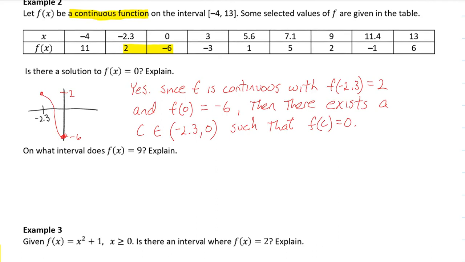It says, on what interval does f of x equal 9? Okay, well, I'm going to start back at the beginning here. Check it out. I go from the first value at -4 to -2.3. I'm going from 11 down to 2. Well, I must have hit 9 in there somewhere. I had to have. So this time they're not asking for a yes or no. I would say on the interval -4 to -2.3.